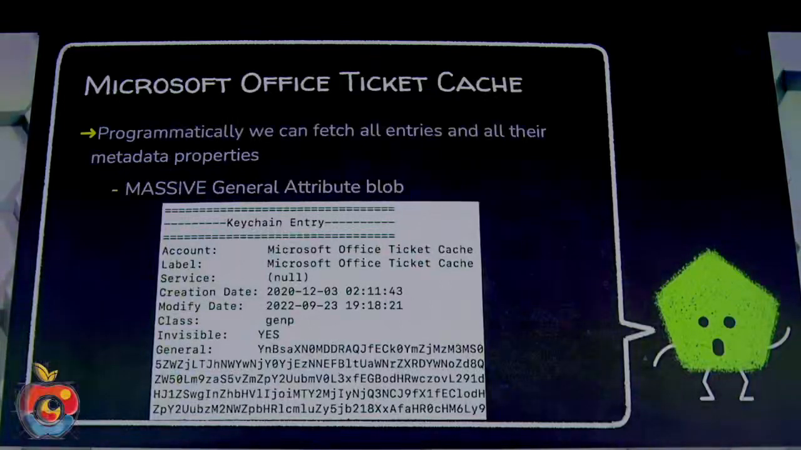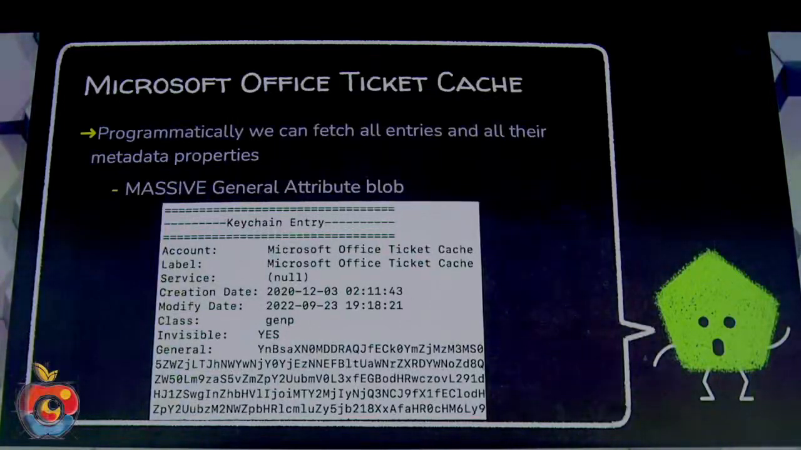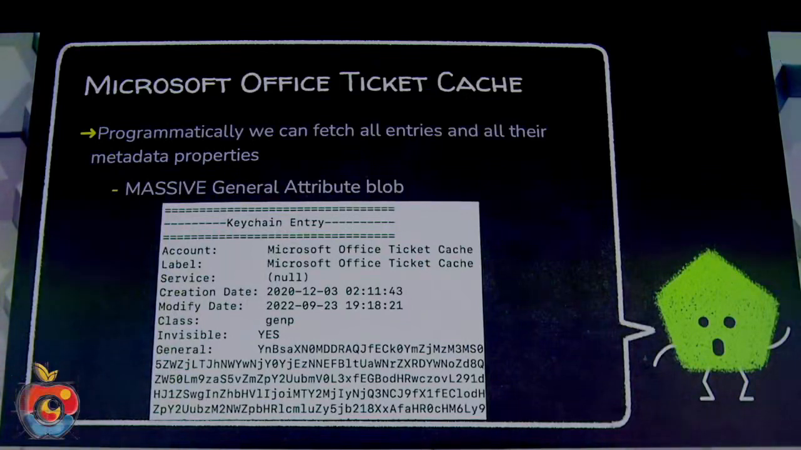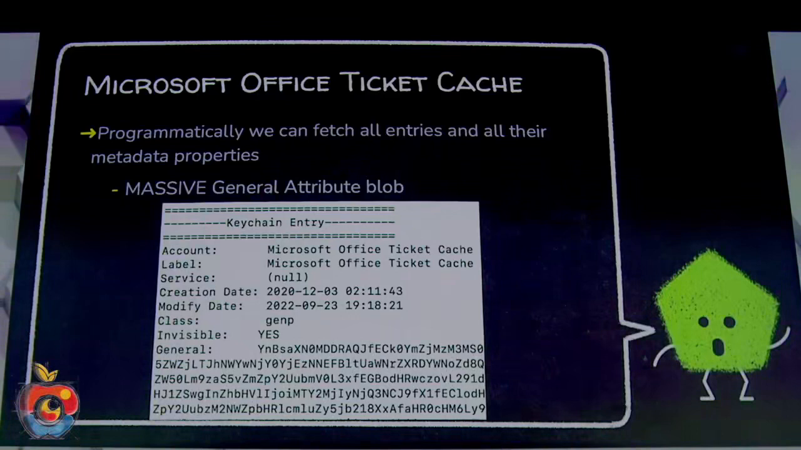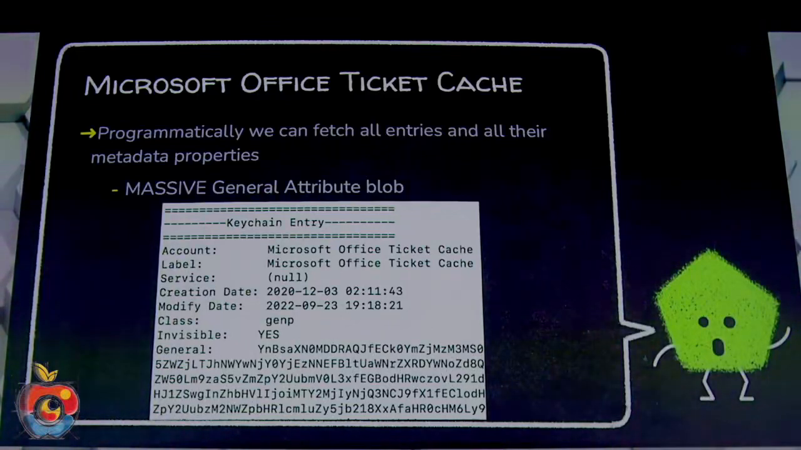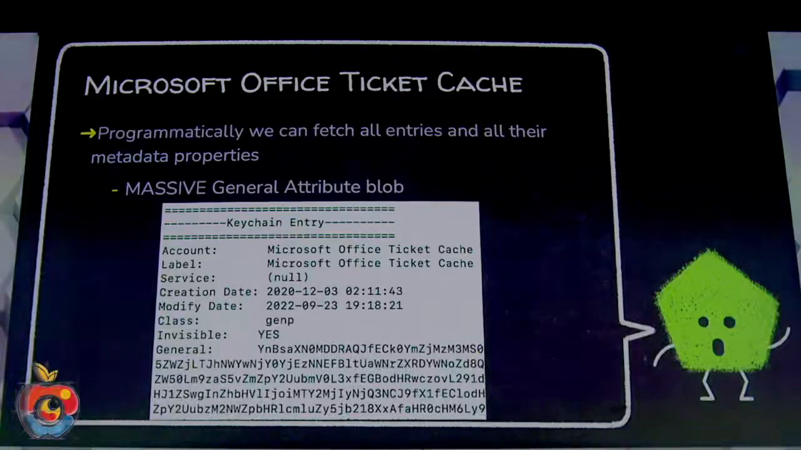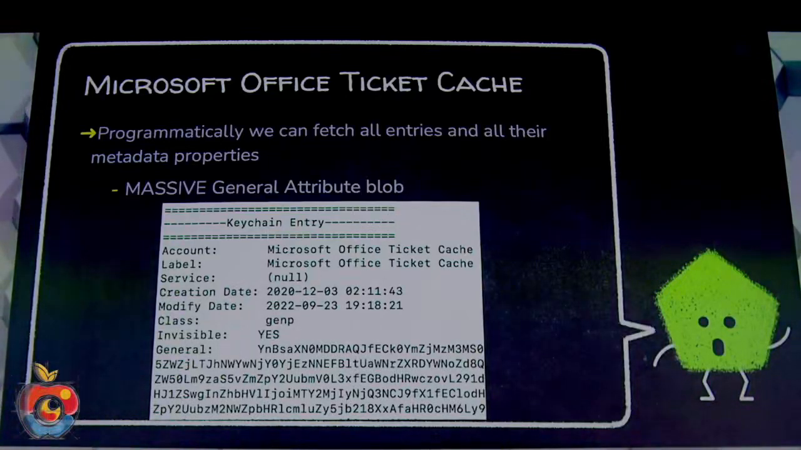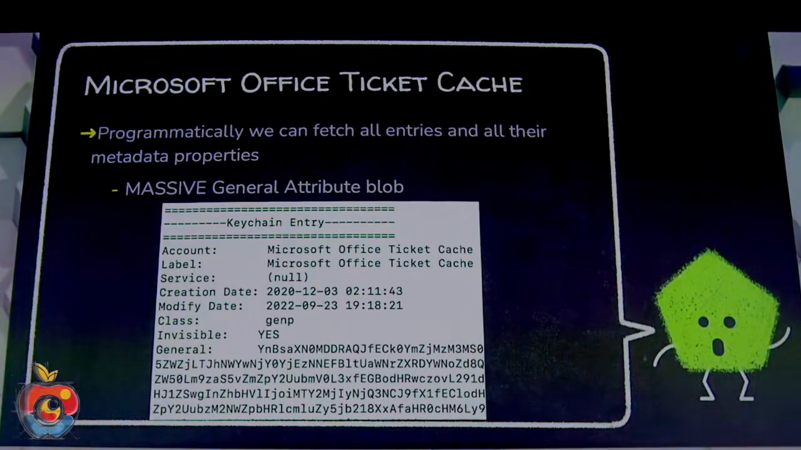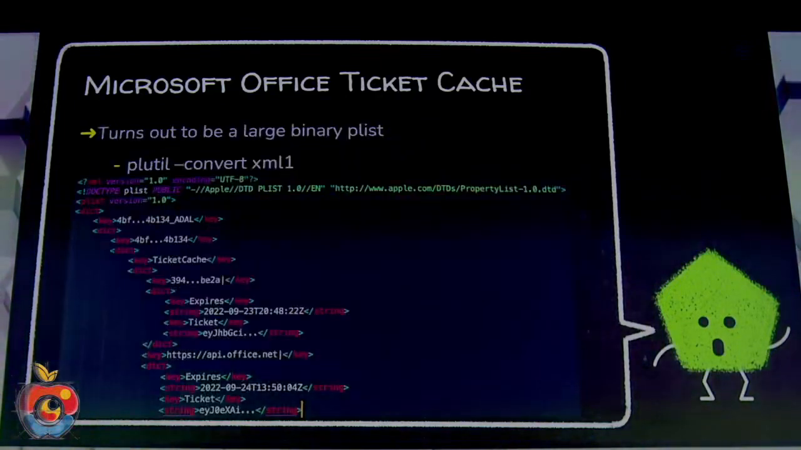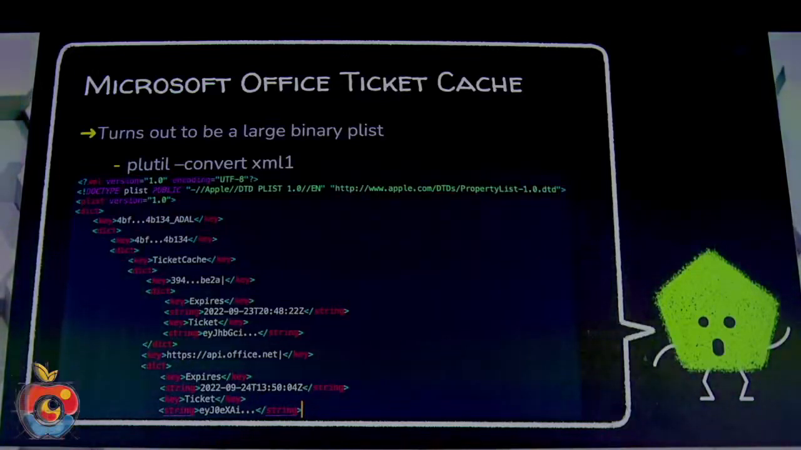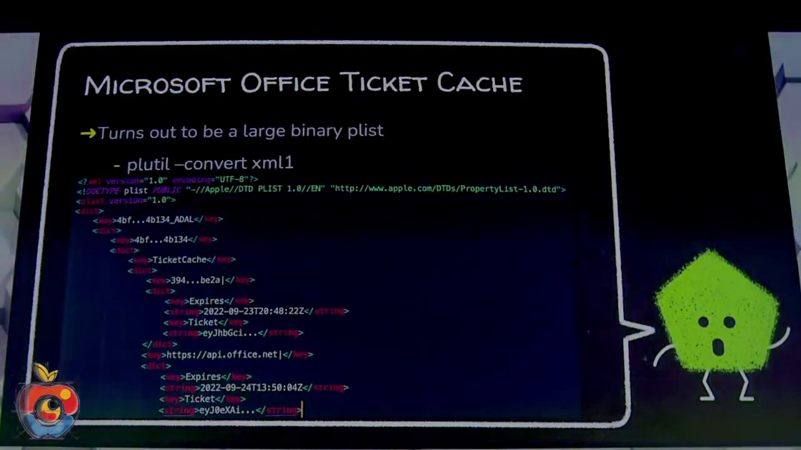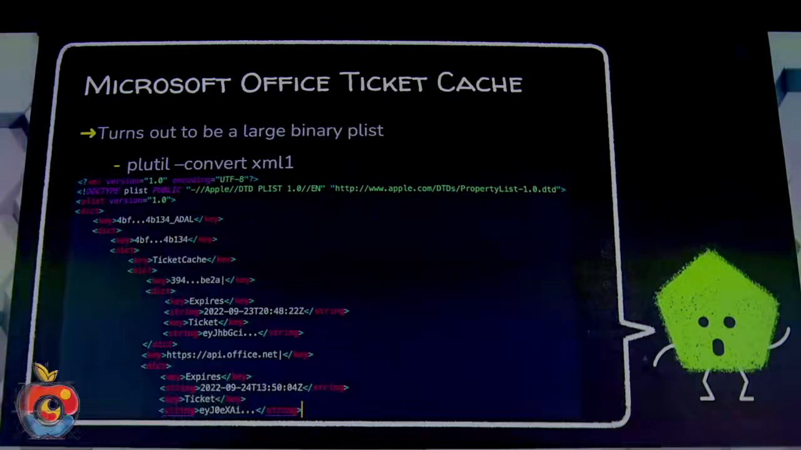So I'm looking through the keychain, having a grand old time, and I notice something pretty interesting: Microsoft Office ticket cache. Well, that, from an offensive perspective, sounds amazing. Also, I noticed that the general attribute is this massive blob. So naturally, I take it out and I look at it. It turns out to be a binary plist that has a set of all of your access tokens as they're refreshed. So you can see an example here.